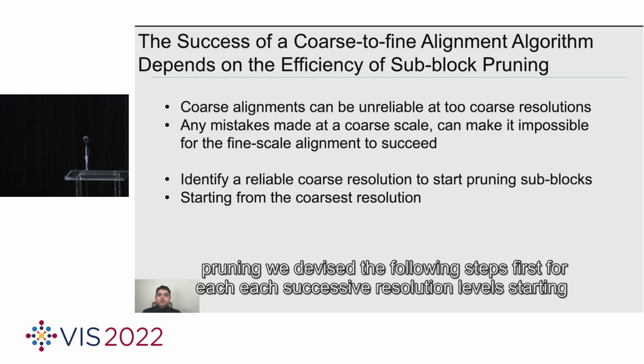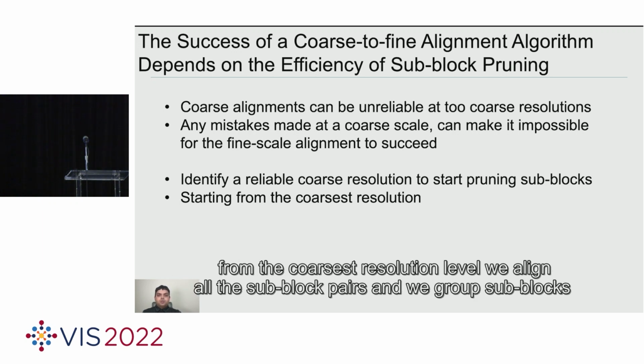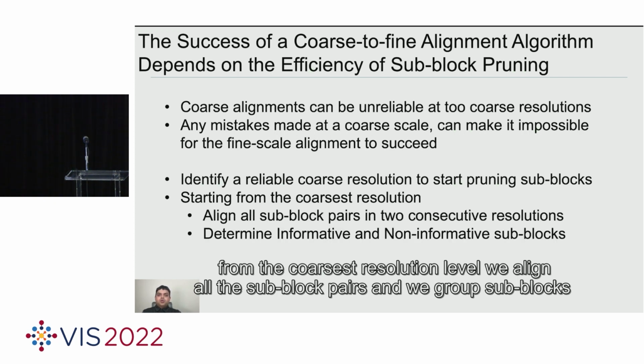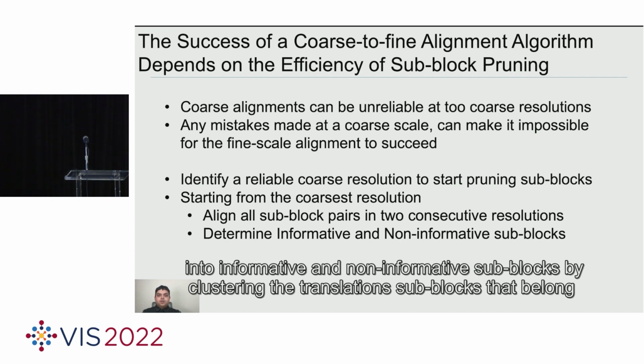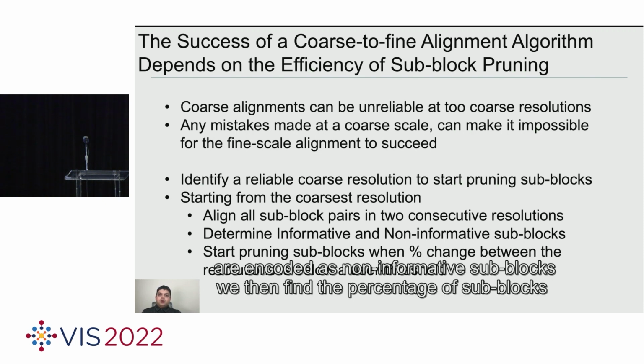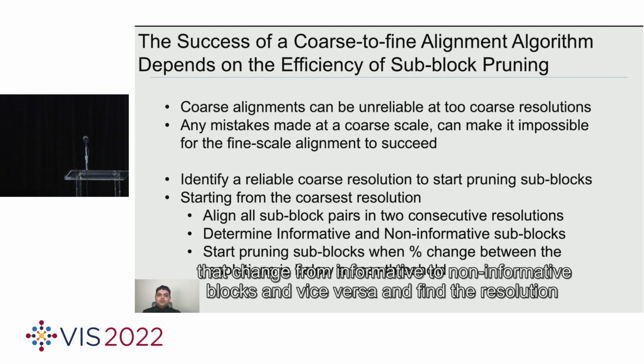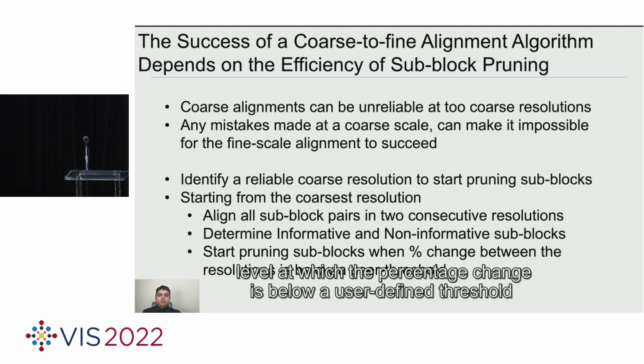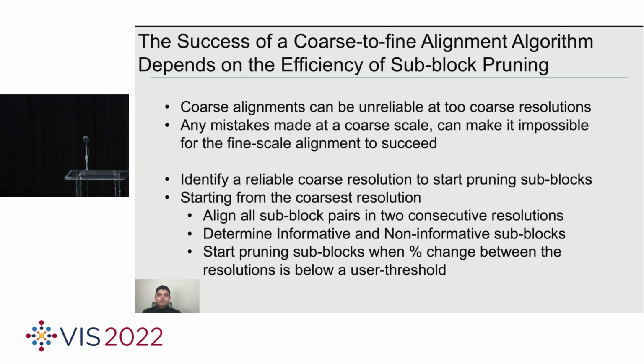First, for each successive resolution level, starting from the coarsest resolution level, we align all the subblock pairs, and we group subblocks into informative and non-informative subblocks by clustering their translations. Subblocks that belong to a cluster are encoded as informative subblocks, and subblocks that do not belong to any cluster are encoded as non-informative subblocks. We then find the percentage of subblocks that change from informative to non-informative and vice versa, and find the resolution level at which the percentage change is below a user-defined threshold.